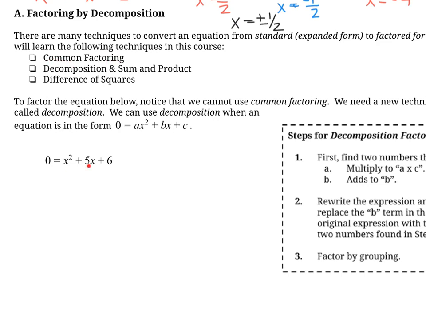But if you take a look, these three terms don't have any common factors. So common factoring isn't going to help us solve this. So we need another technique. And that technique that we're going to work on is called decomposition. And a shortcut is sum and product. And we're going to look at that later.